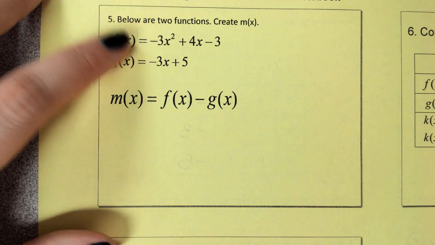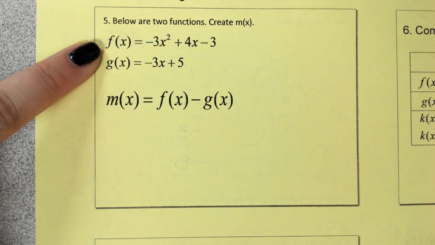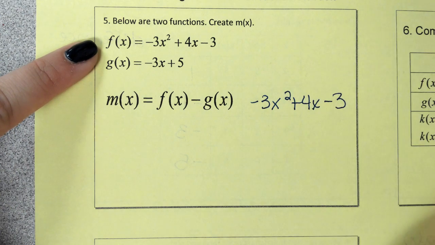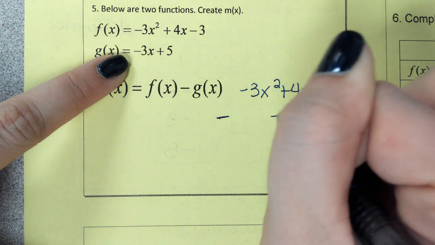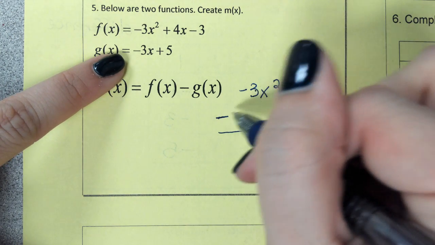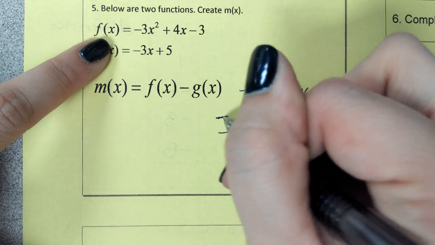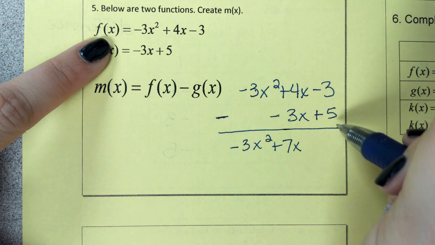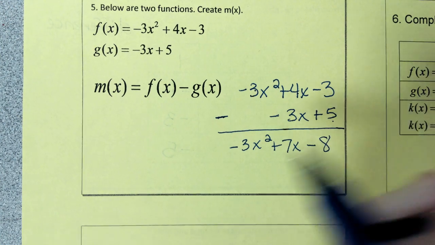All right, now number 5, notice I've got a quadratic and I have a linear. So I have an x squared and then I have one without an x squared. Still check your order. We're going to start with f of x first. So negative 3x squared plus 4x minus 3. And then I have g of x, so I'm going to subtract. Again, line those up, so minus 3x goes with my 4x, and then plus 5. So negative 3 minus, well, there's nothing there, so I just have negative 3x squared. 4 minus negative 3 gives me plus 7x, and then negative 3 minus 5 gives me a negative 8. And that is my answer right there.